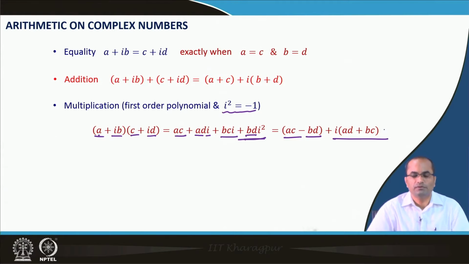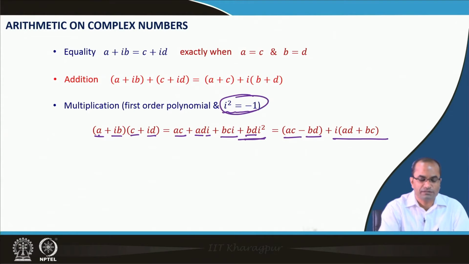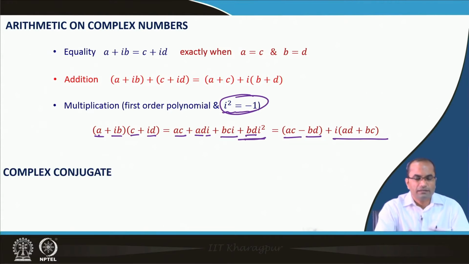So, it is a very simple usual multiplication once we just consider that this i square will be replaced by minus 1. Similarly we can define the multiplication we have defined already. We can also define the product, which we will come to a little later. First, let me introduce the complex conjugate, because that is another very important part to be discussed here.